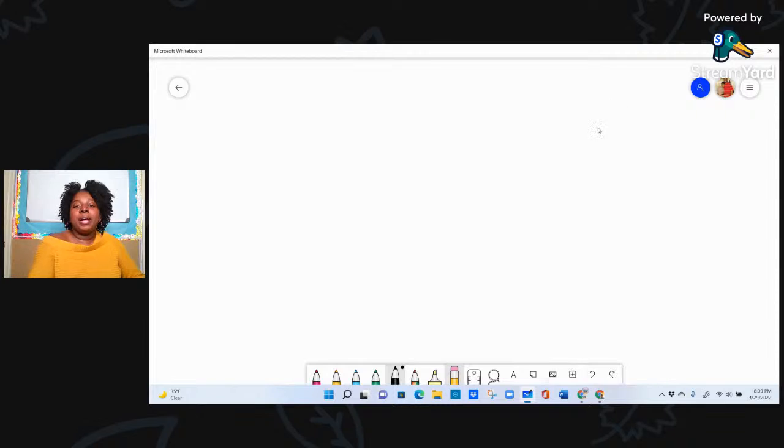So we had a request for adding algebra, and I'm not sure what that means, but I think what they were trying to say is adding expressions, like combining like terms. So we'll do that real quick. So 2x plus 3 plus 5x minus 2.